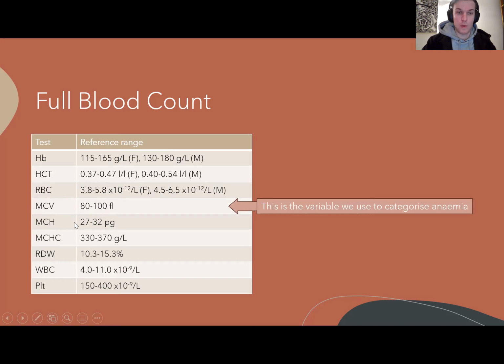Does that all make sense? Just please message me if you've got any questions about any of that. So there are some specific symptoms of iron deficiency anemia, which I'll just mention briefly.